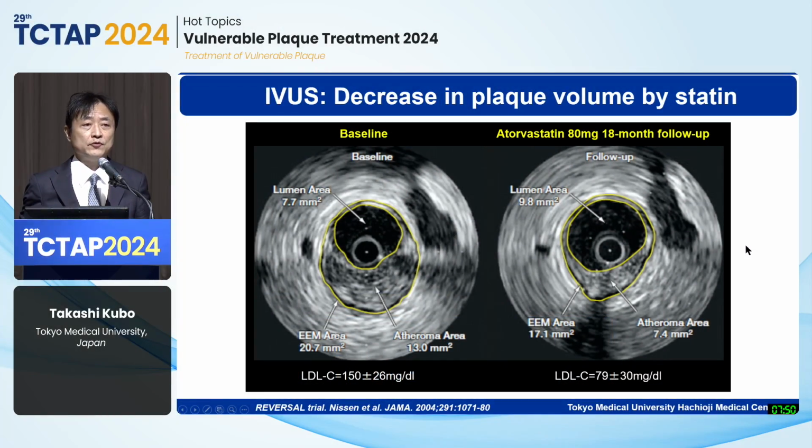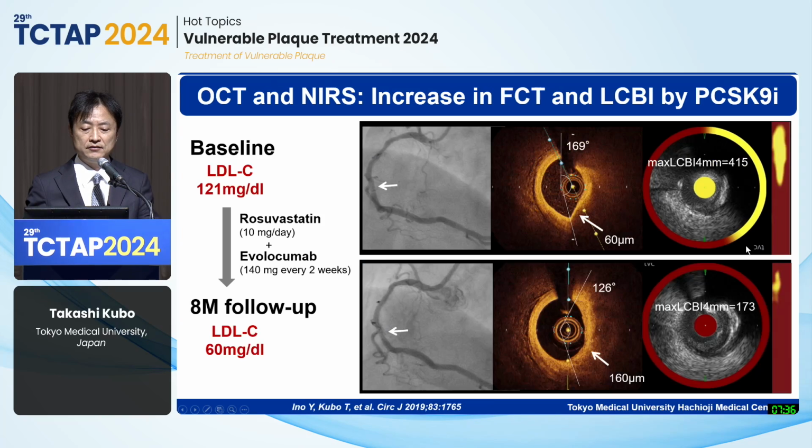So intravascular imaging is definitely useful to understand plaque stabilization. This is IVUS. IVUS clearly demonstrates a decrease in plaque volume by OMT with statin. This is OCT and NIRS. OCT shows an increase in fibrous cap thickness by lipid-lowering therapy with PCSK9 inhibitor. And NIRS clearly demonstrates the decrease in the lipid core burden index by lipid-lowering therapy with PCSK9 inhibitor.